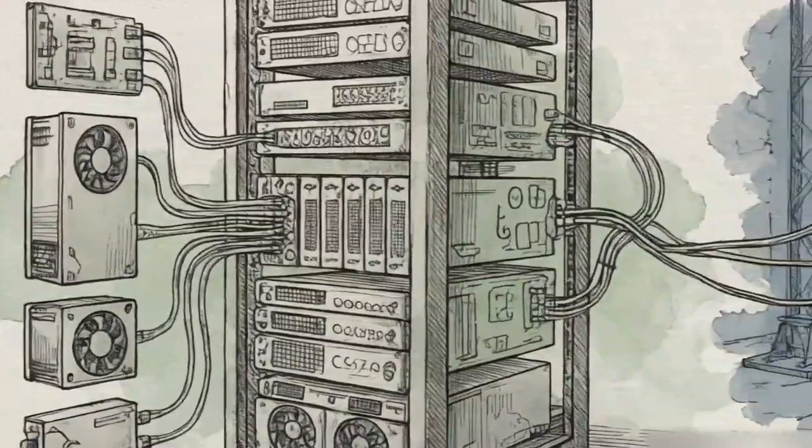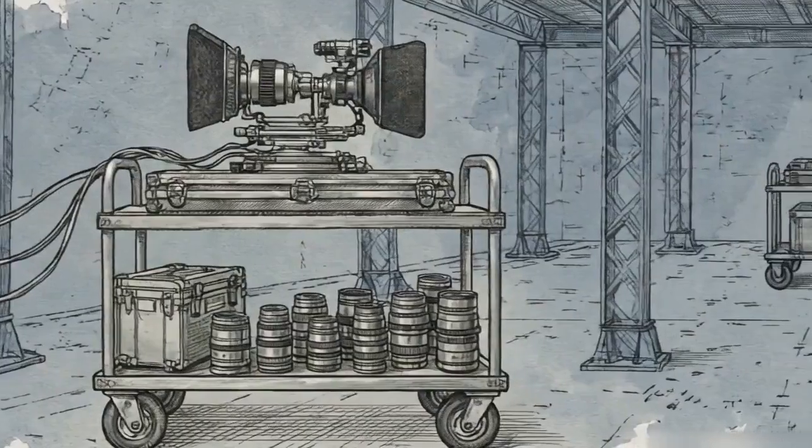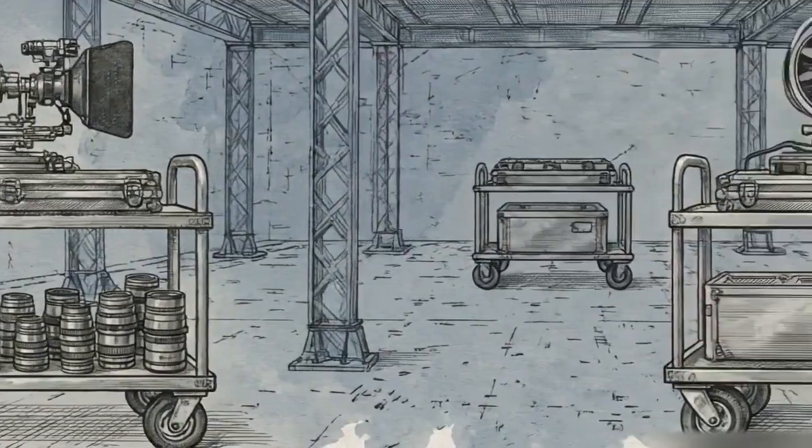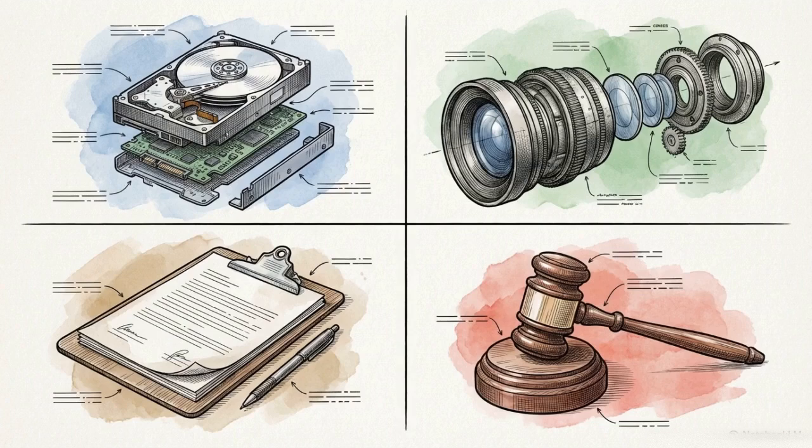A modern enterprise production generates terabytes of raw media every day, but that data is only a fraction of the operation. Behind the digital footprint are thousands of physical moving parts, tight shooting schedules, and complex legal constraints. In most environments, the data generated by these components is entirely isolated.